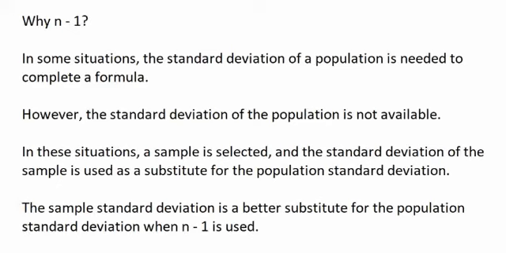Basically, the n-1 brings up the value of the sample standard deviation a little bit, and that helps it be a more accurate substitution, because if you don't use n-1, the sample standard deviation tends to be lower than the population standard deviation. It tends to underestimate it. But when you use n-1, it gives that sample standard deviation a little bit of a boost. So it's less likely to be an underestimate of the population standard deviation.